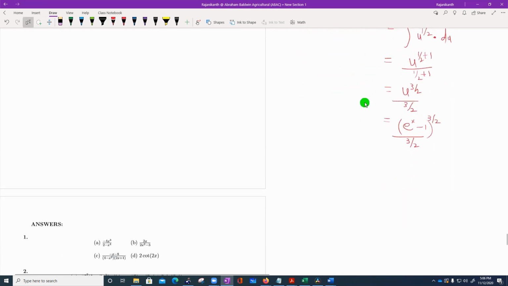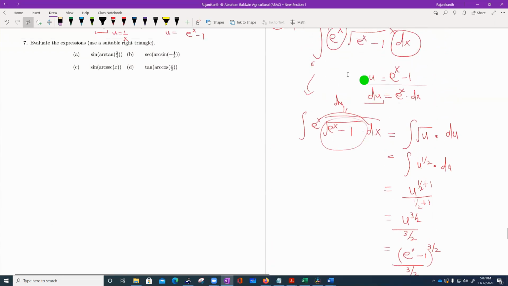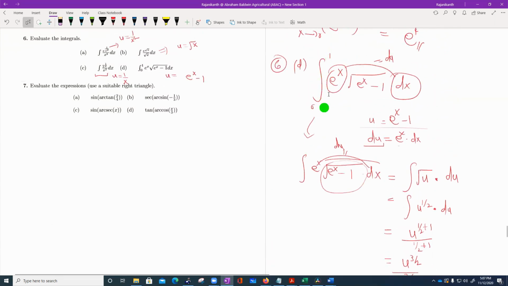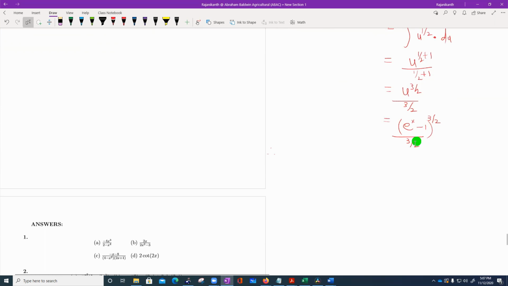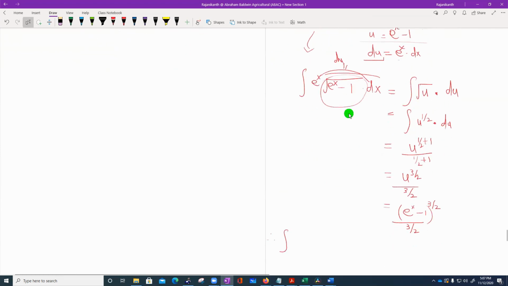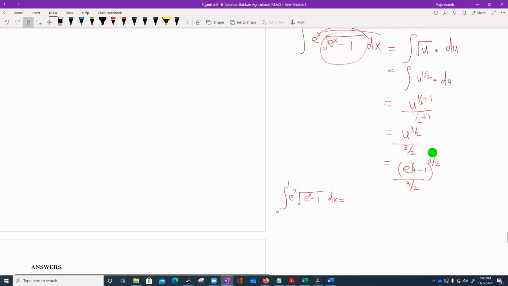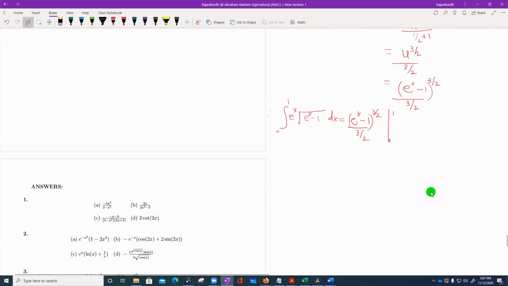Now I am finding the final answer. Remember the way I'm doing it here: even though the problem has a definite integral, I first consider it without the limits and do the problem. After changing back to the original variable, you write down the actual problem with the limits, 0 to 1, e to the x square root of e to the x minus 1 times dx. So this is now equal to, I did the hard work, I got the answer, e to the x minus 1 to the 3 over 2 over 3 over 2, now plugging in the limits 0 and 1.